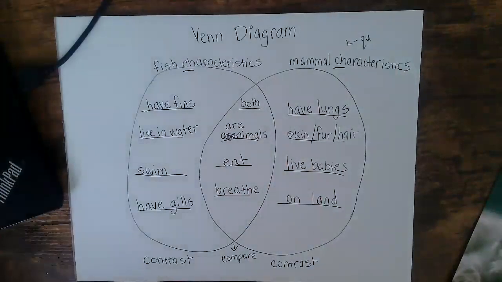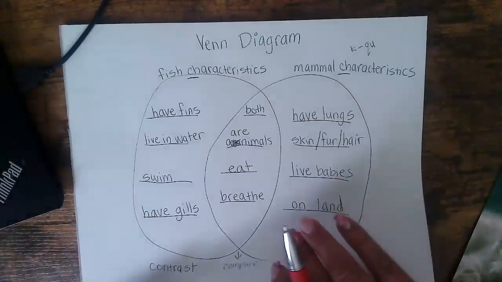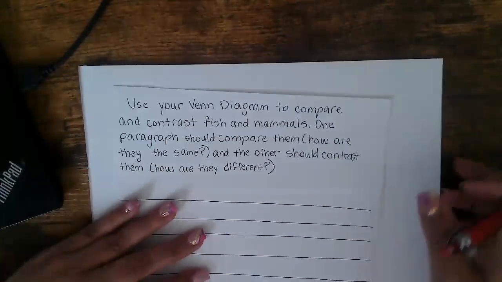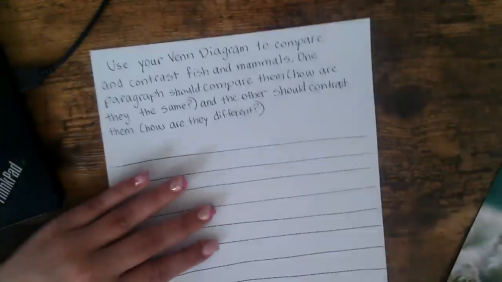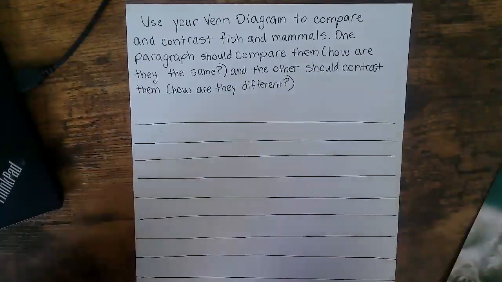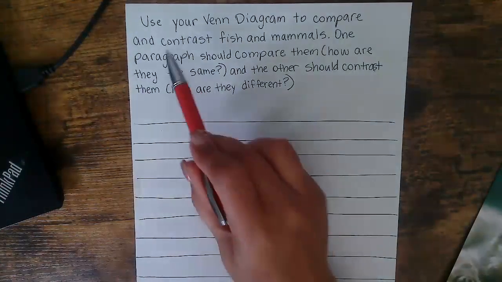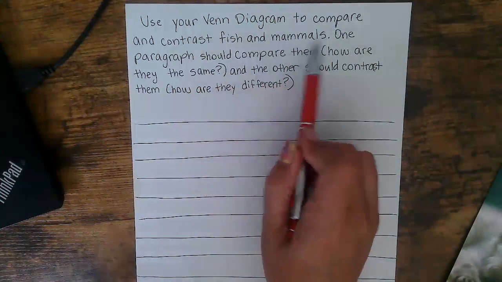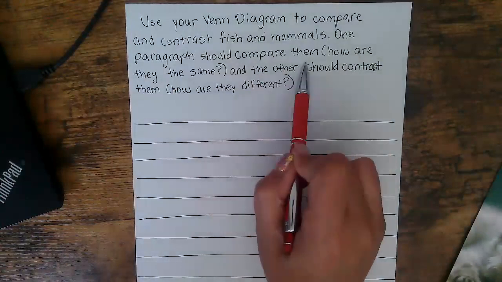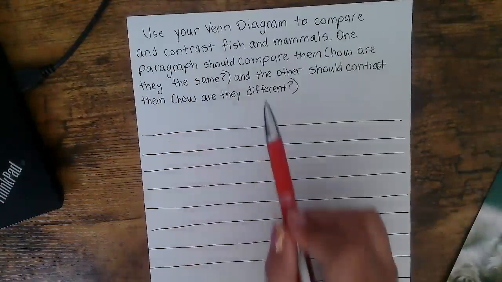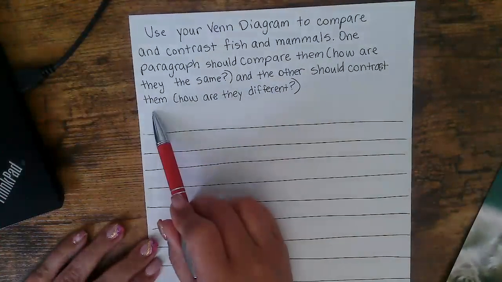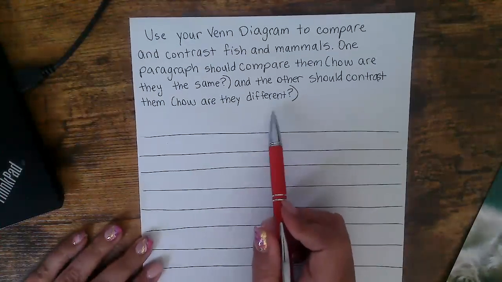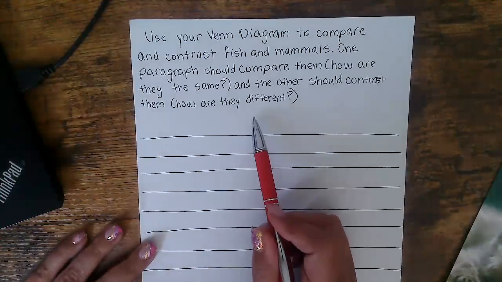Excellent. And for our last page, I'm going to go ahead and take this out. You don't have to copy these directions. Okay. It says here, use your Venn diagram to compare and contrast fish and mammals. One paragraph should compare them. How are they the same? And the other should contrast them. How are they different? Please read these directions with me out loud.